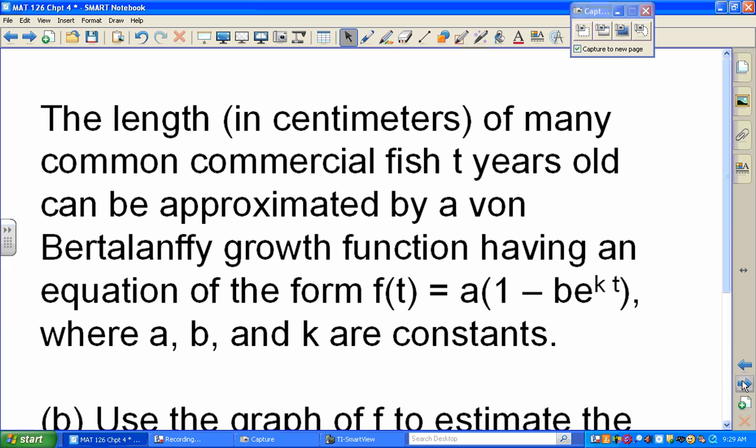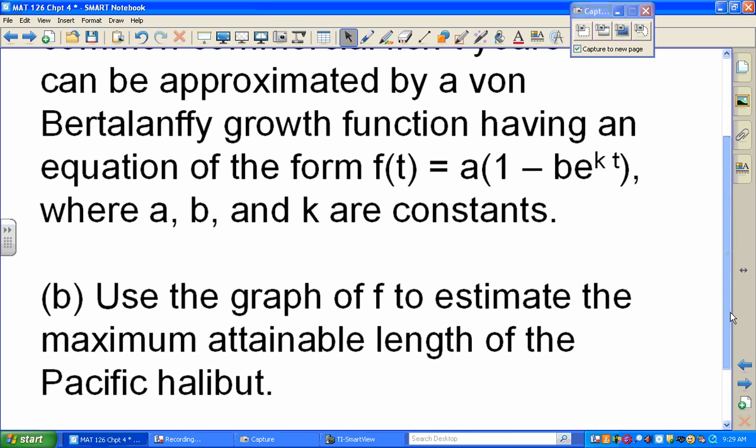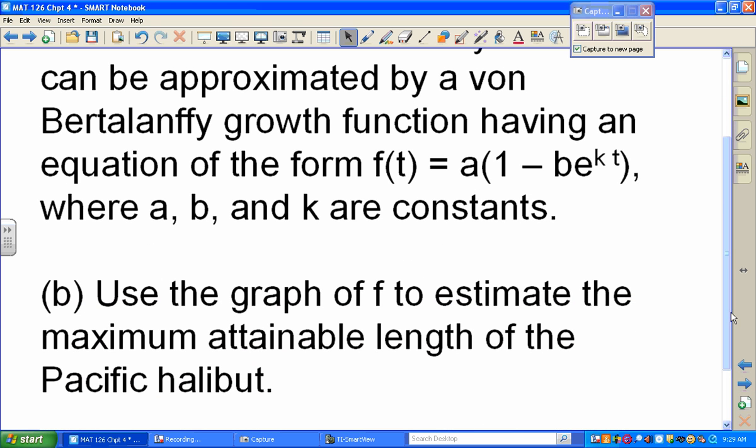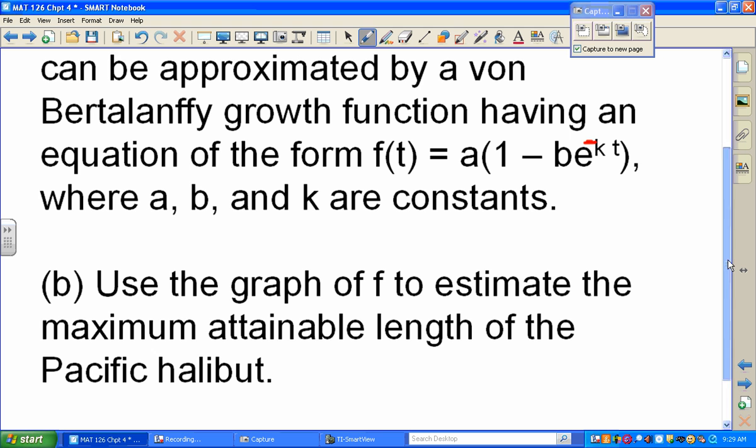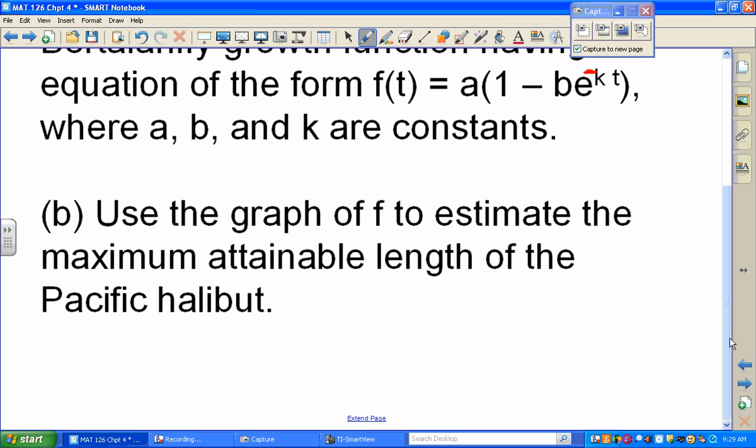Moving on. Didn't we already do this one? Oh, there's a negative right here. Use the graph to find the estimate of the maximal. What's the biggest a fish is going to get if it's a halibut? Oh, it could be huge, like 18 footers. Like Jaws. Oh, wait a minute. How do you know there's going to be a maximum?